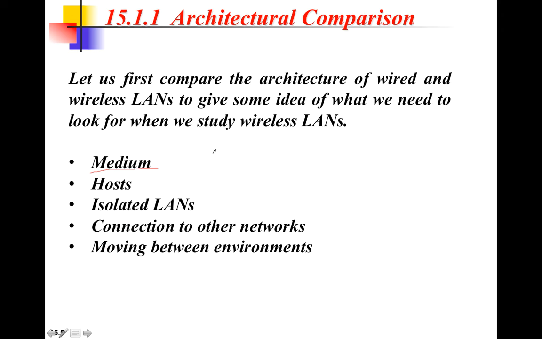Any communication in a wired network takes place over wires. In wireless LANs, that is not the case. The medium is the air. Radio waves are transmitted over the air, and devices listen to the medium and receive signals, and they can also send signals in a similar manner. We are looking at these different characteristics now.